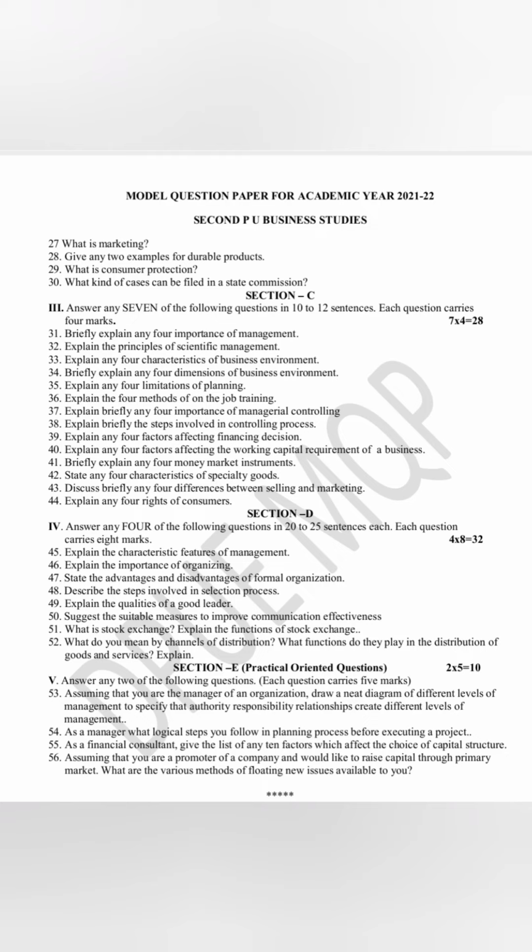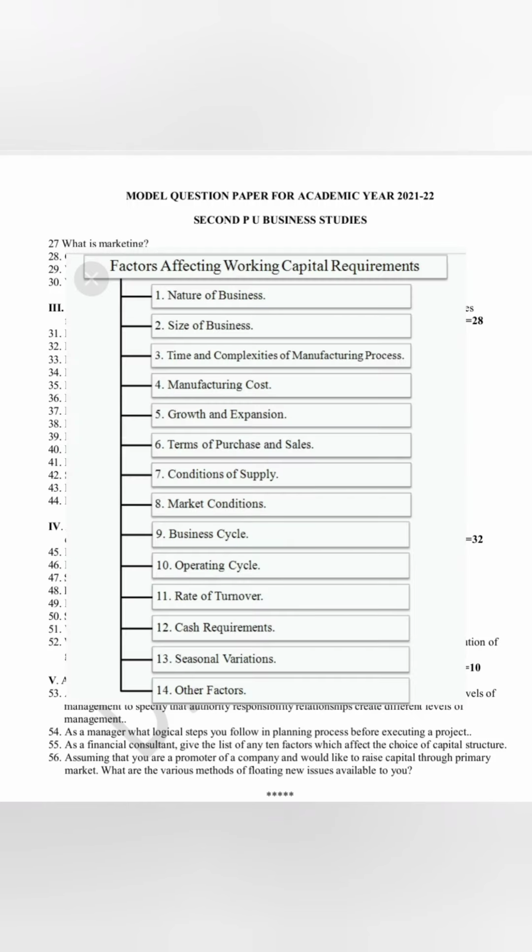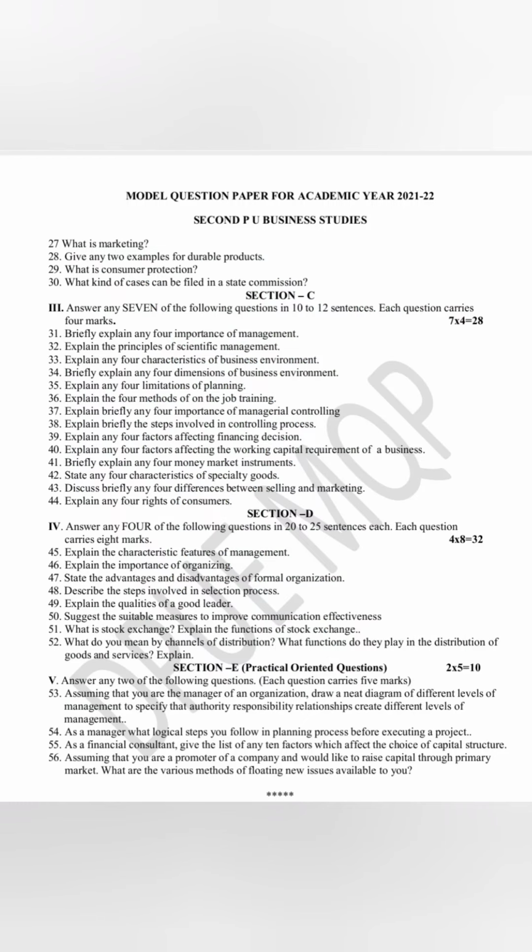After this, four factors affecting the working capital requirement of a business. So these are the nature of business, size of business, manufacturing cost, business cycle, operation cycle, what kind of return, and cash requirement. These all are the factors affecting working capital requirements.